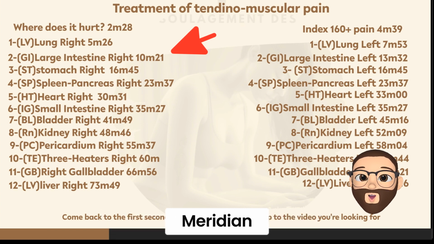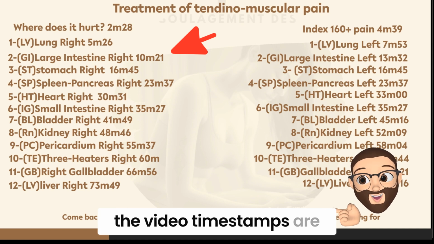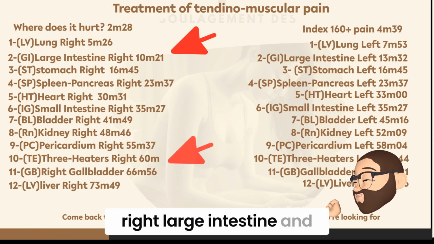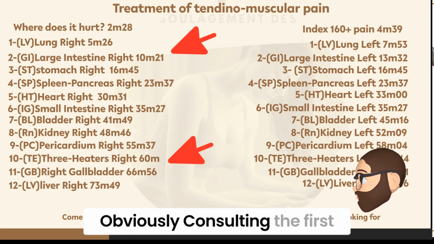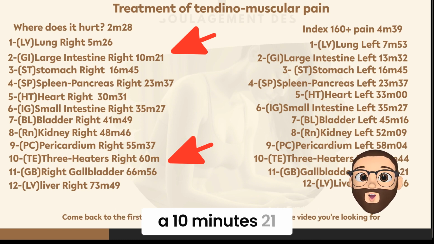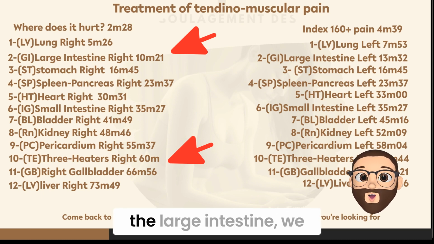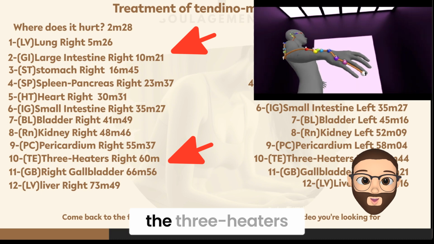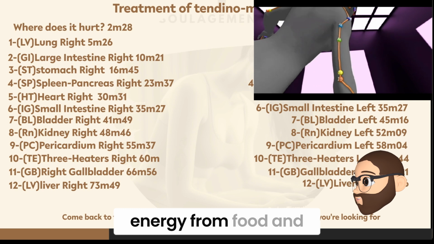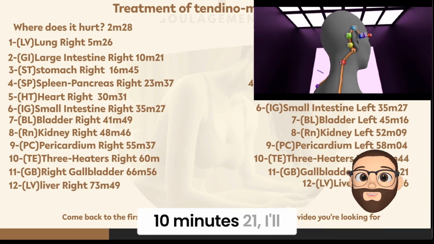Once we've identified the meridian involved, we move to the first minute of the video where all the video timestamps are located. In our example, it's a pain in the right large intestine and the 3 right heaters. Obviously, consulting the first minute, we're instructed to go, for the large intestine, at 10 minutes 21 exactly for the 3 heaters. If we're familiar with the large intestine, we ignore the meaning of the 3 heaters. This refers to an energetic system that absorbs energy from food and air, and is also related to the nervous system. So we go to 10 minutes 21.